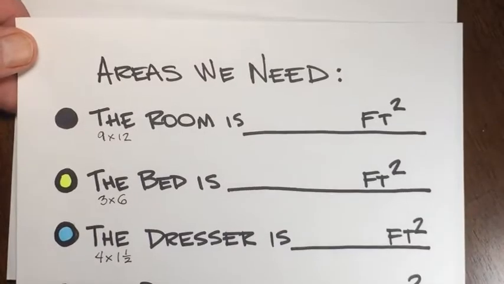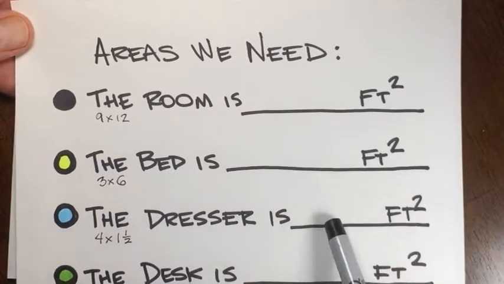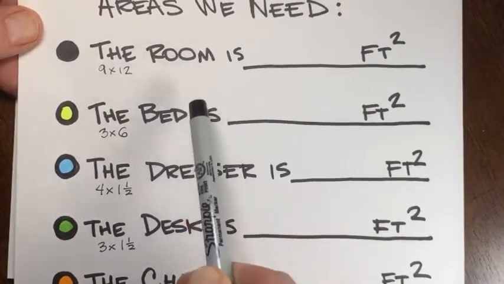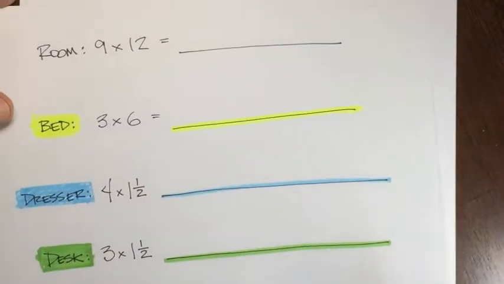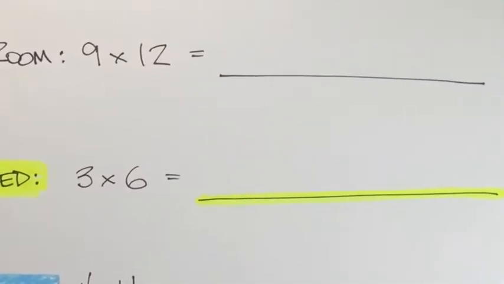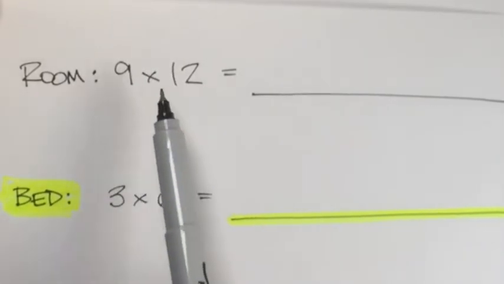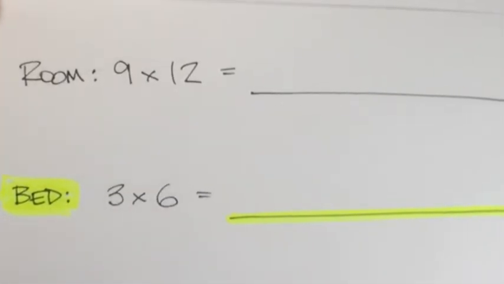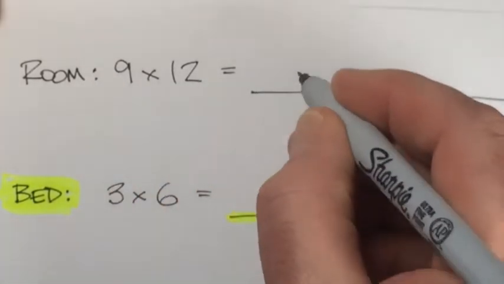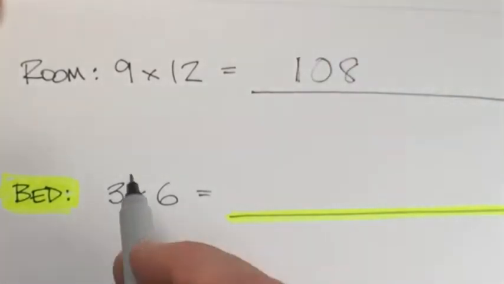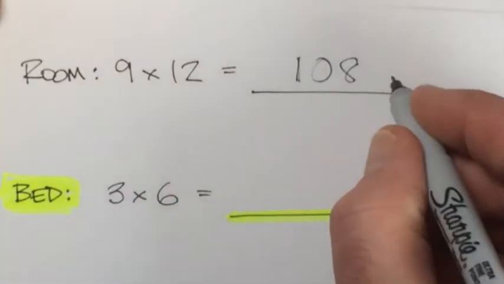We'll use this as our answer sheet as we do some of the math. We have to figure out first the room and the bed. Those will be pretty easy to do, because there's simple multiplication with no fractions for these two. The first one is 9 times 12. You won't have to pause the video for it because it's pretty easy. If you know your times tables facts, you know that 9 times 12 is 108. So the room is 108 square feet.